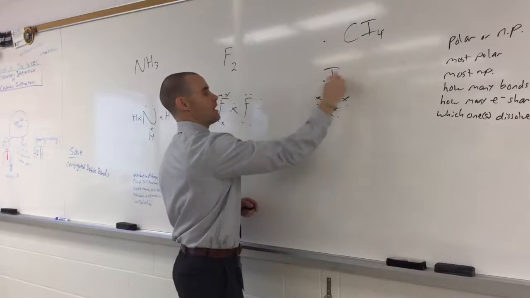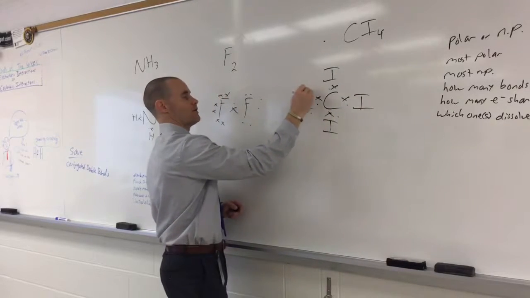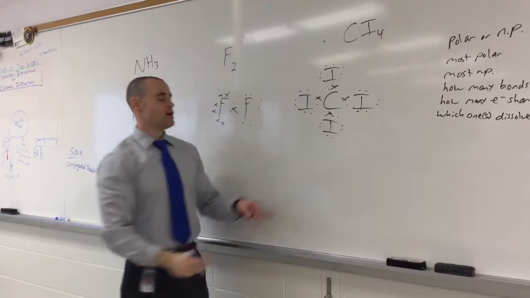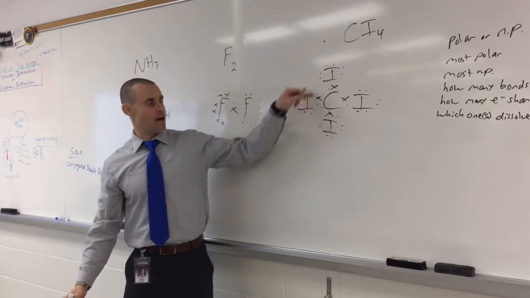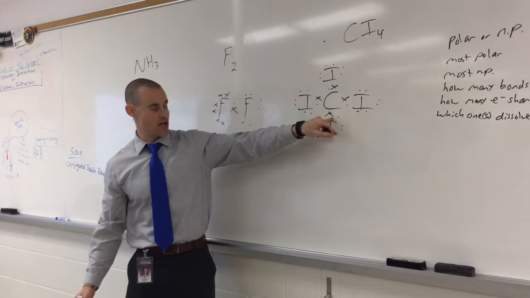All right. So there's my I. My 4 I's, and 1, 2, 3, 4, 5, 6, 1, 2, 3, 4, 5, 6, 1, 2, 3, 4, 5, 6, 1, 2, 3, 4, 5, 6. So every atom here has 8 dots or X's around it. Remember, they share the ones in the middle.